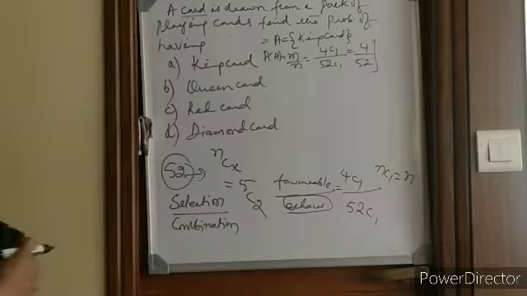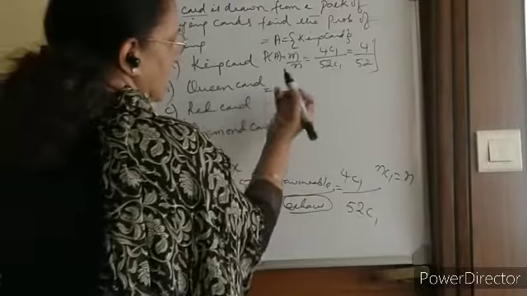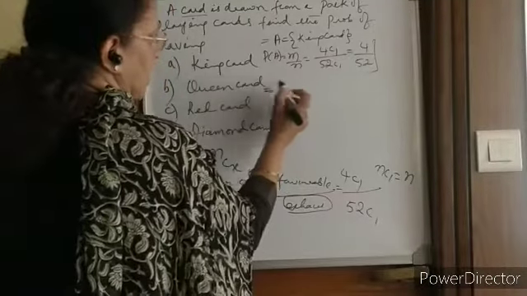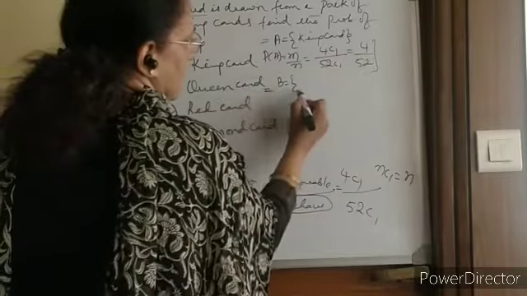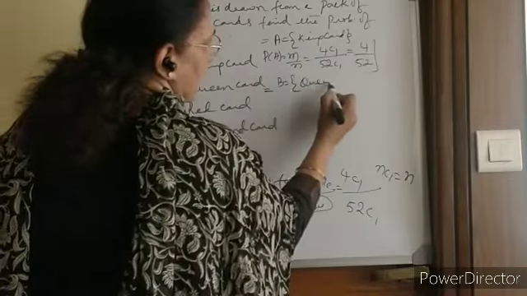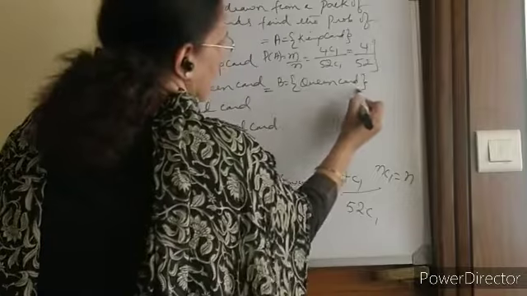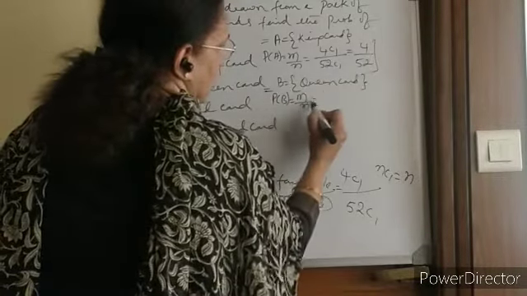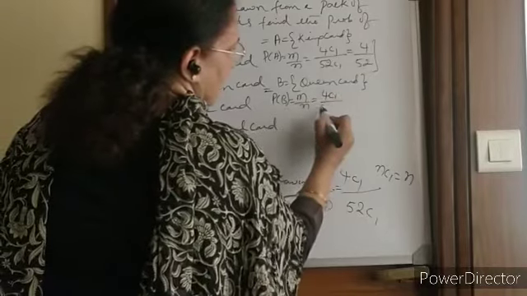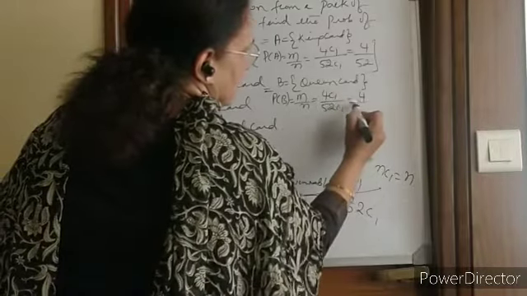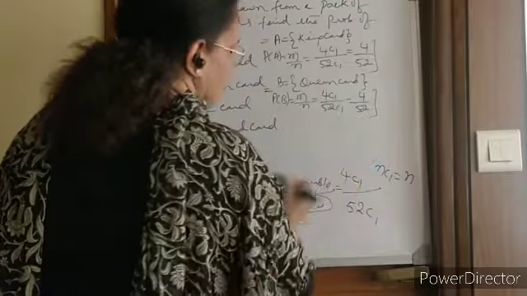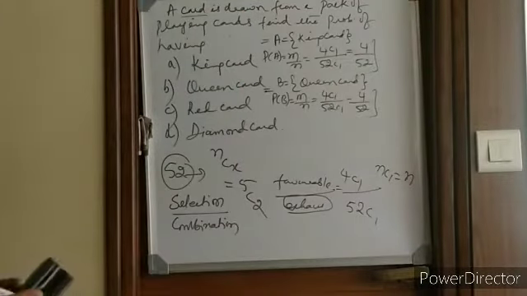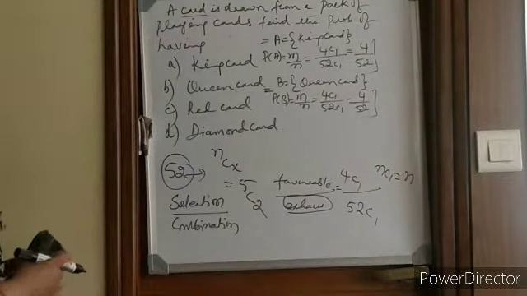Now the same way, queen cards, how many are there? There are again 4 queen cards. If you take this as B, B is the event of drawing a queen card. So probability of B, same thing you will have to write, M by N. So 4C1 divided by 52C1. Therefore this is again 4 by 52, or you can cancel, that will become 1 by 13. Okay.